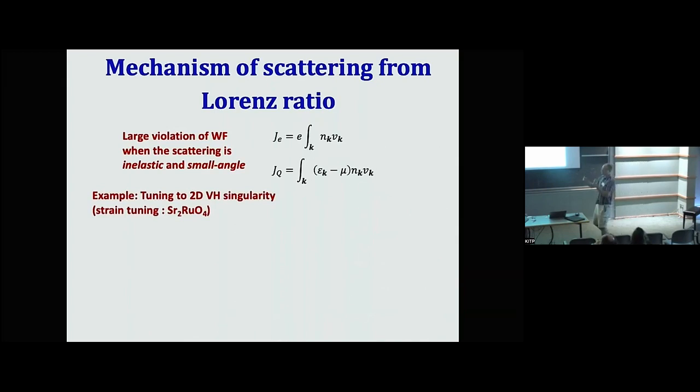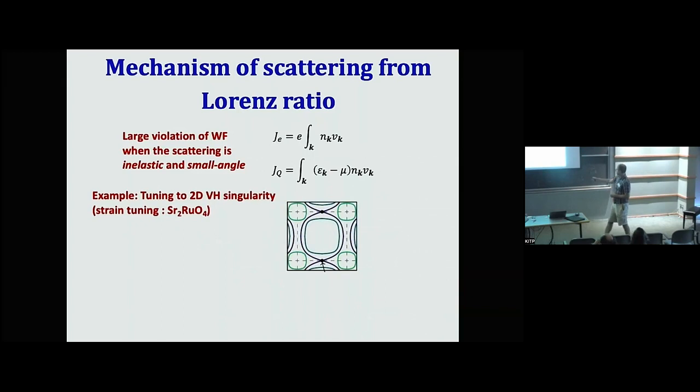So if you tune a metal close to a Van Hove singularity, and this has been done beautifully in strontium-ruthenate by applying uniaxial strain, what that does is it pushes one of the three bands towards the Van Hove singularity. This is what the band structure looks like. It's a very two-dimensional metal, and upon applying uniaxial strain, you can drive this blue band all the way to the zone edge, and you hit the Van Hove singularity.